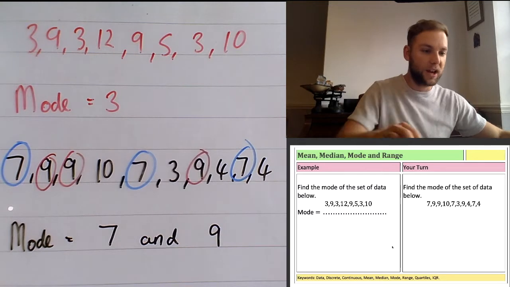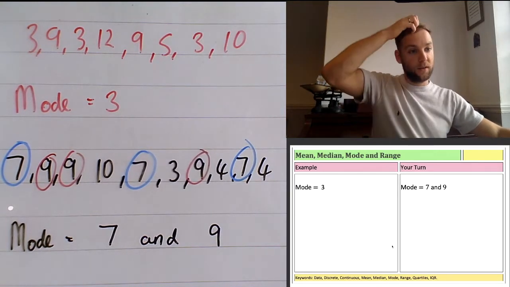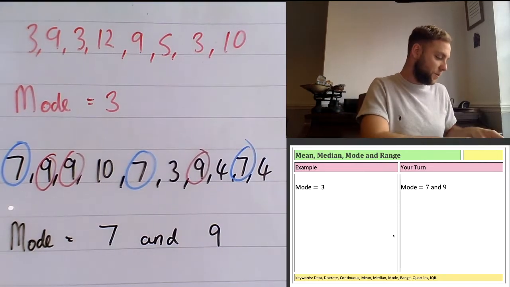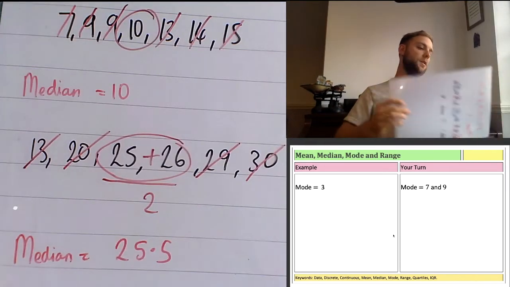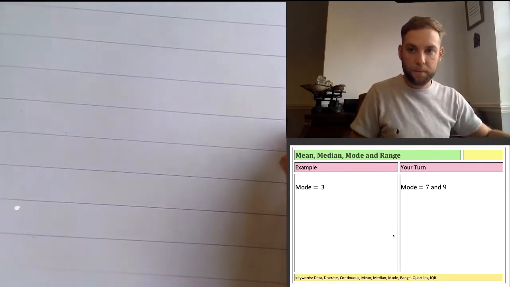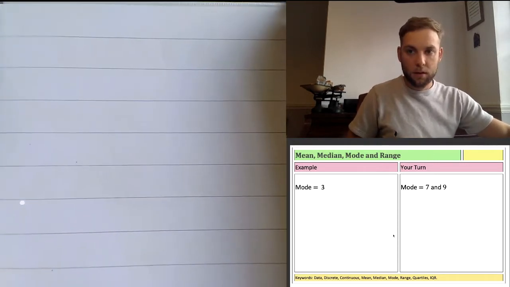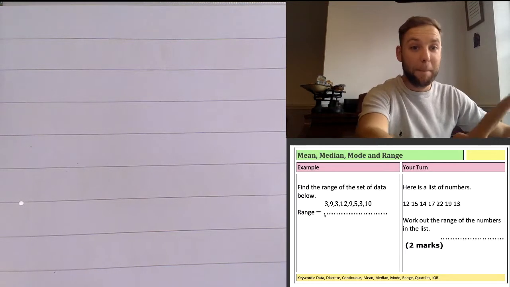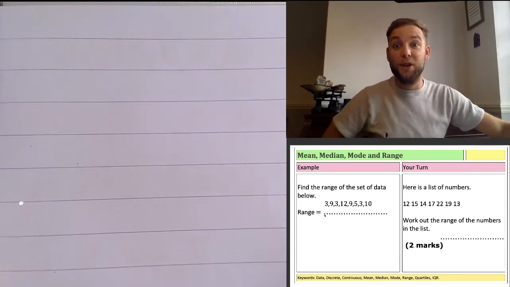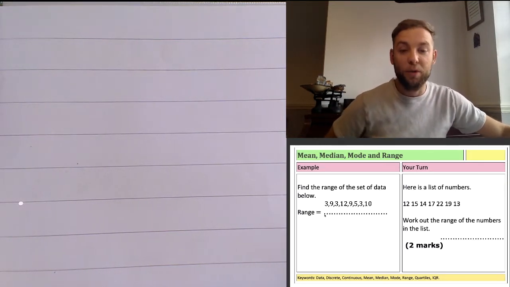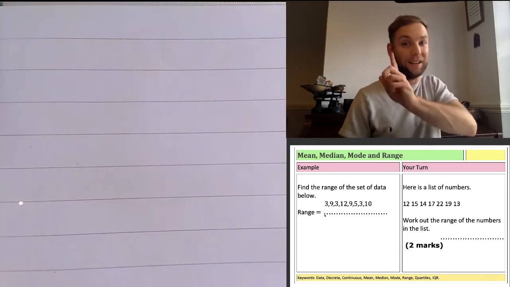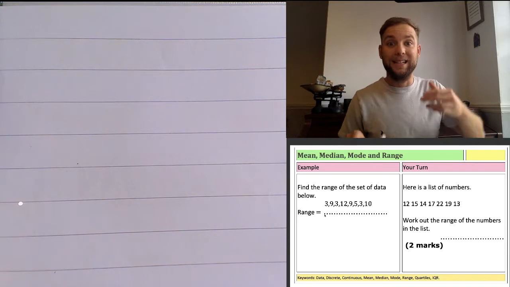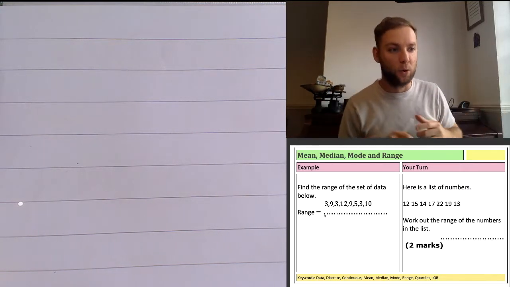Brilliant. Let's just check those answers. 3 and 7 and 9, absolutely super. So, on to the last little one. Let's have a little look. So, hey diddle diddle, the median's in the middle. You add and divide for the mean. The mode is the one which is the most, and the range is the difference between, okay? So what do I mean by the difference between? Well, the range is the biggest take away the smallest.